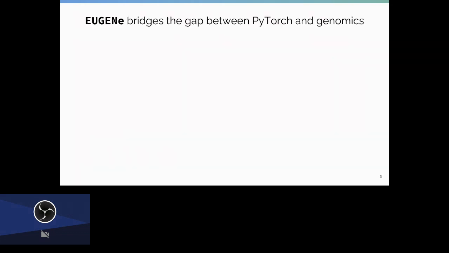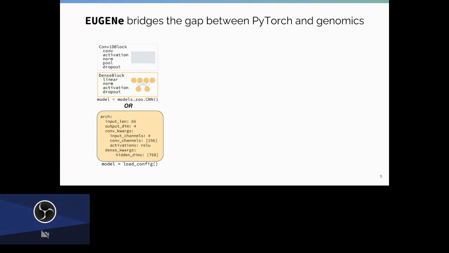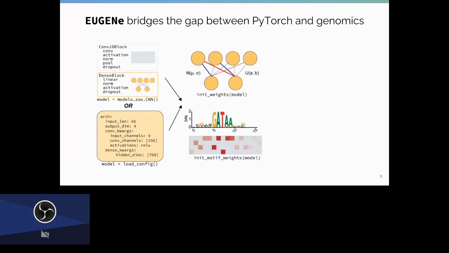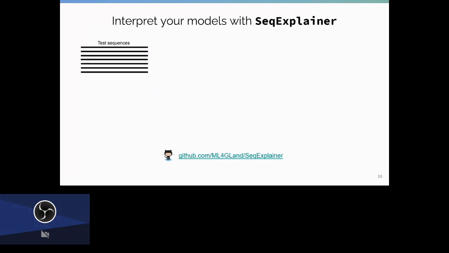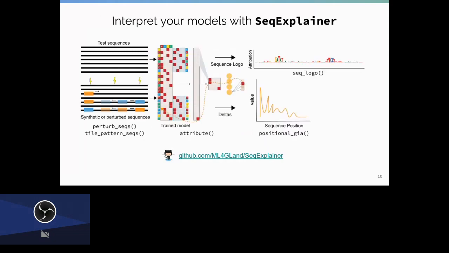For model building and training, EUGENE serves as a nice bridge between the PyTorch deep learning library and these sequence-based models, offering a growing zoo of customizable model architectures that can be instantiated with single function calls, several methods for initializing those models, and a PyTorch Lightning interface for training models and using them for inference. Finally, for model interpretation, EUGENE provides a suite of analysis tools commonly used for these sequence-based deep learners, including functionality for feature attribution, global importance analysis, and sequence evolution, all implemented in another standalone Python package called SeqExplainer.